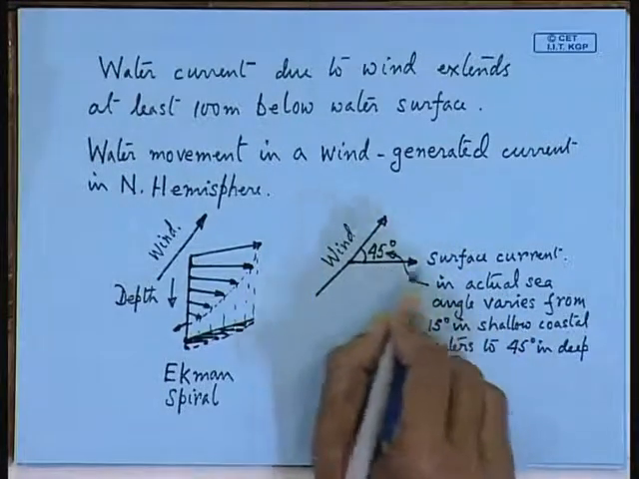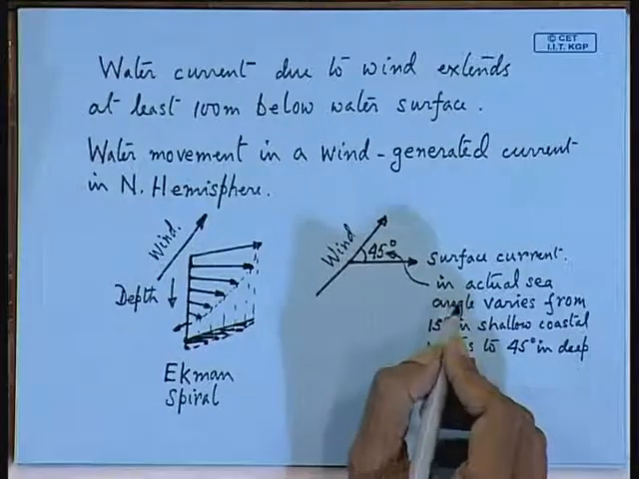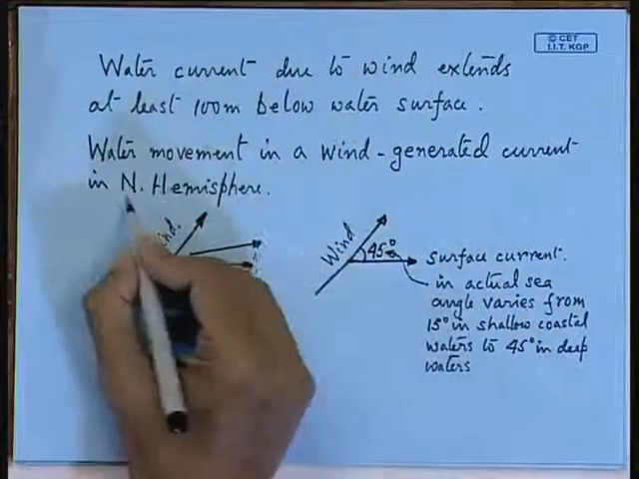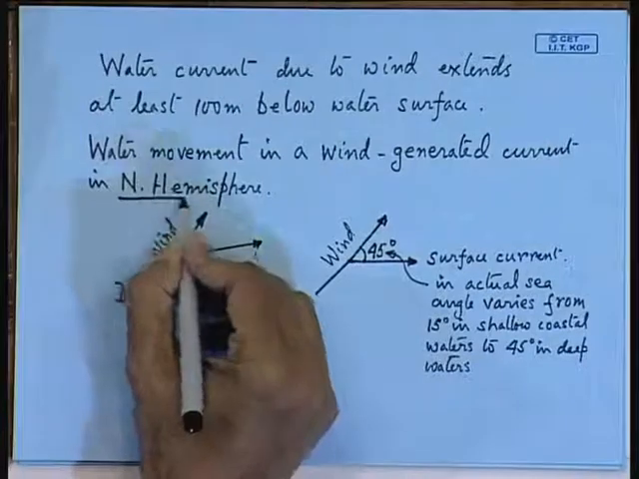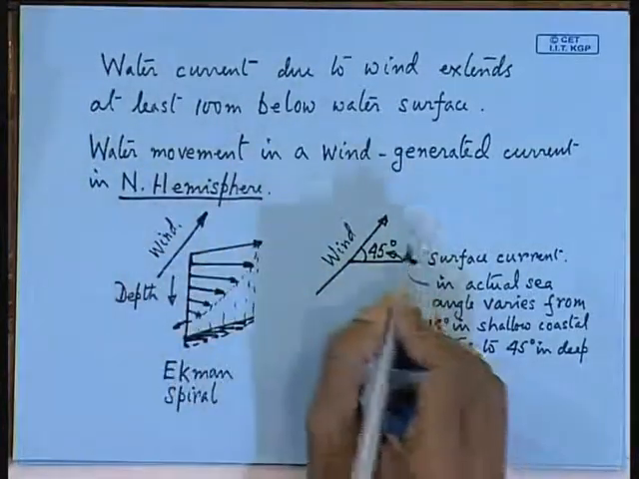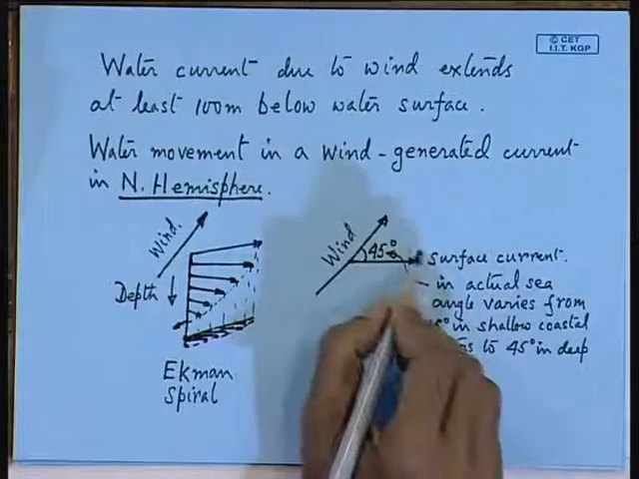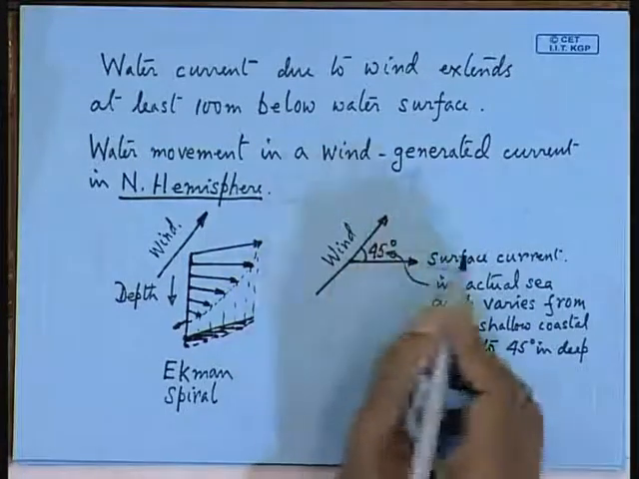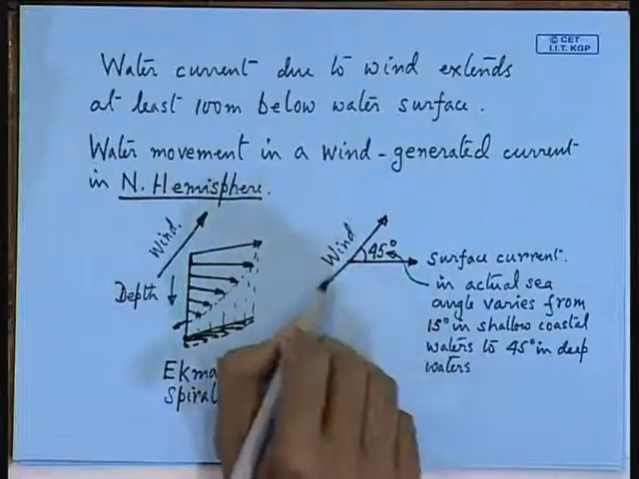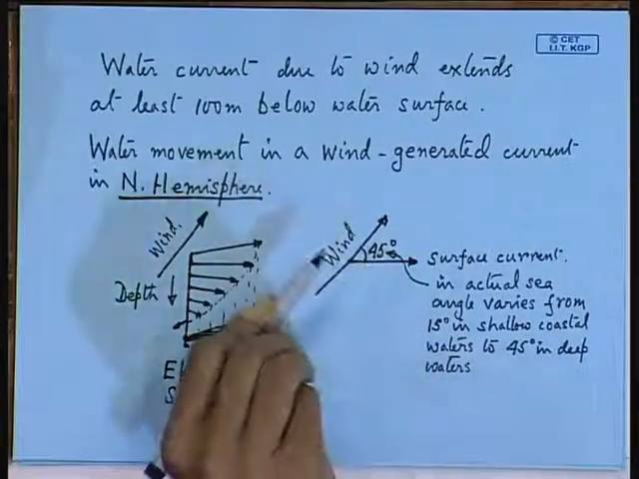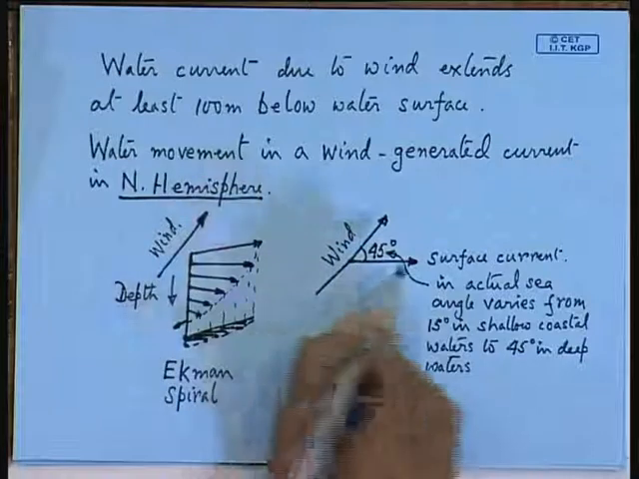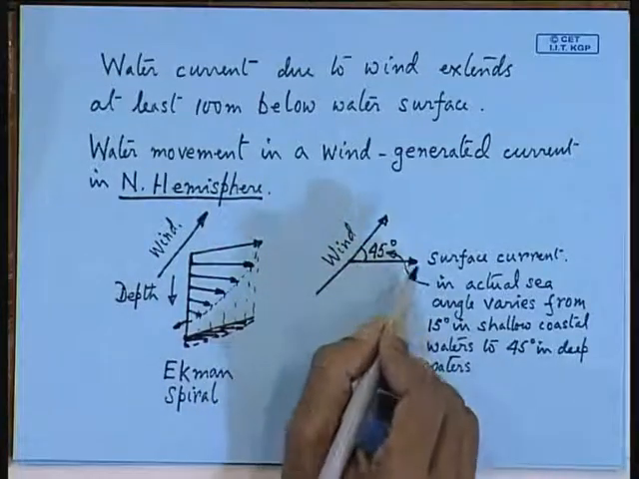Why is the direction to the right? Because this is in the northern hemisphere. In the northern hemisphere, your water mass is affected by the Coriolis force. So, even if you have a wind direction in this, the current will not follow the wind direction, but it will be deflected to the right by an angle of 45 degrees.